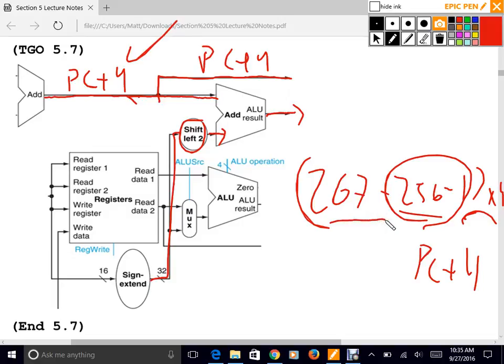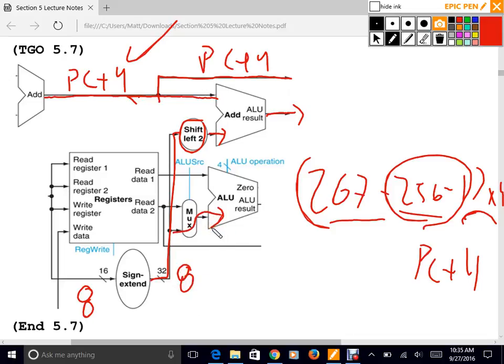267 is the instruction that we want to get to. What we're actually trying to get to is 267 times 4 because of byte addressing, right? So what we're doing is we know our difference. It's 267 minus 256 minus 1. In that case, it's 8, right? So what's happening here is 8 is the value that's coming in here. 8 is the value that's there.